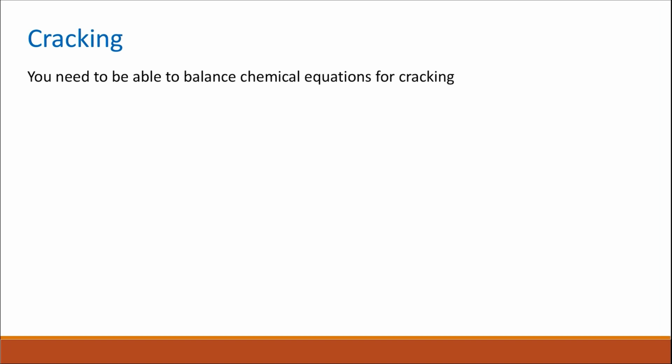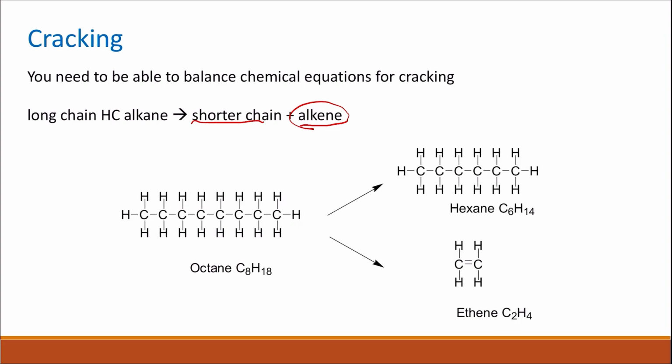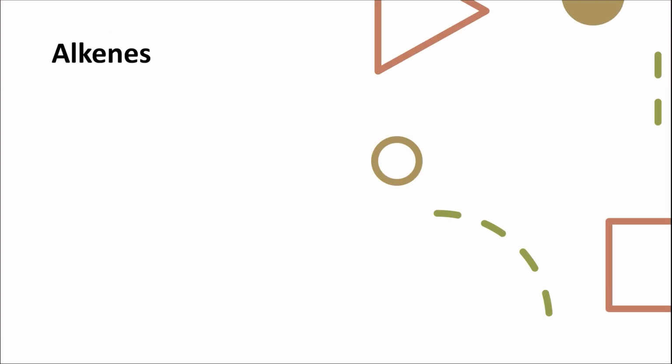So you need to be able to balance the chemical equation for cracking. A long chain alkane will give you a shorter chain alkane and a smaller alkene. Alkenes are unsaturated hydrocarbons which have a double bond. So if you have something like octane, which has 8 carbon atoms, it can be broken down into hexane with 6 carbon atoms, and ethene with 2 carbon atoms, which is the alkene.